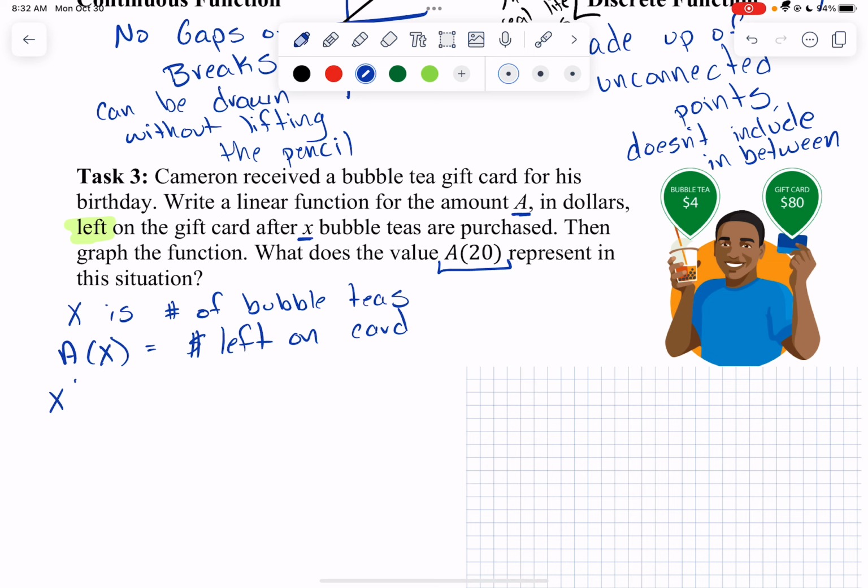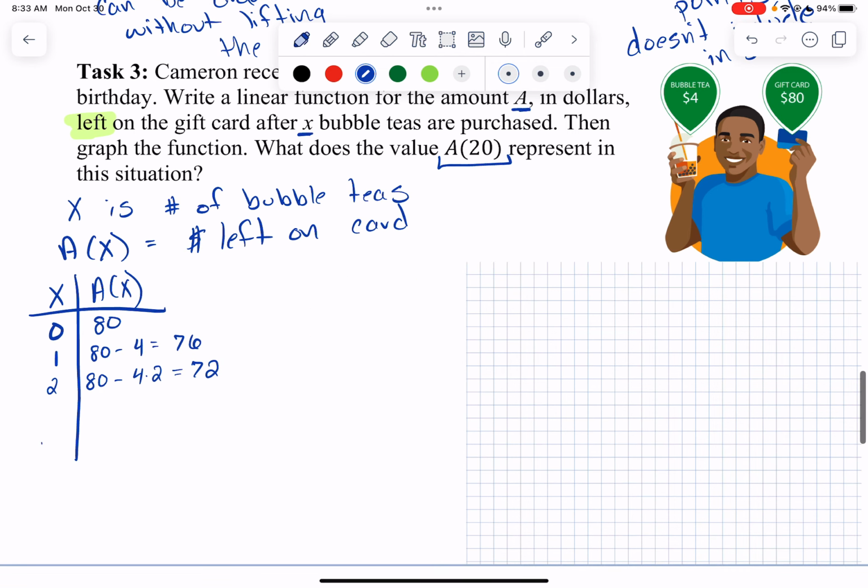So I'm going to create a table to make sense of this. If I buy none of them, I will have $80 left. If I buy one, that would be 80 minus one bubble tea, which is $4, so that would be 76 bucks. If I buy two, 80 minus 4 times 2, so 80 minus 8 would be 72. If I bought 10 bubble teas, 80 minus 4 times 10, 40, would be 40, and so forth.